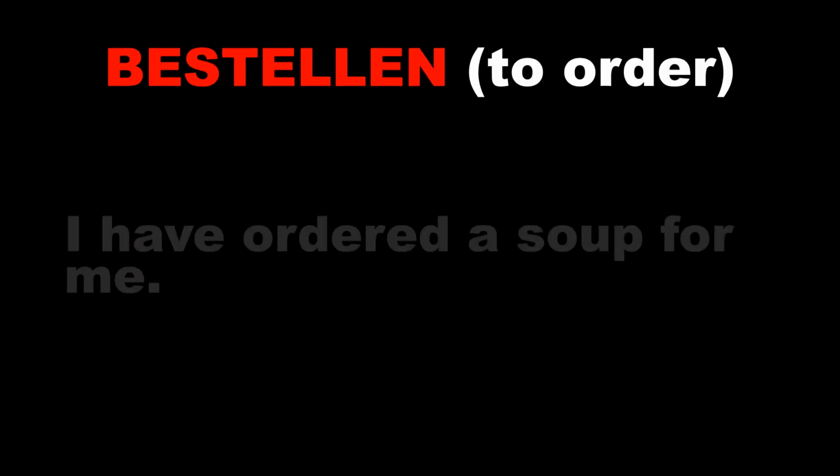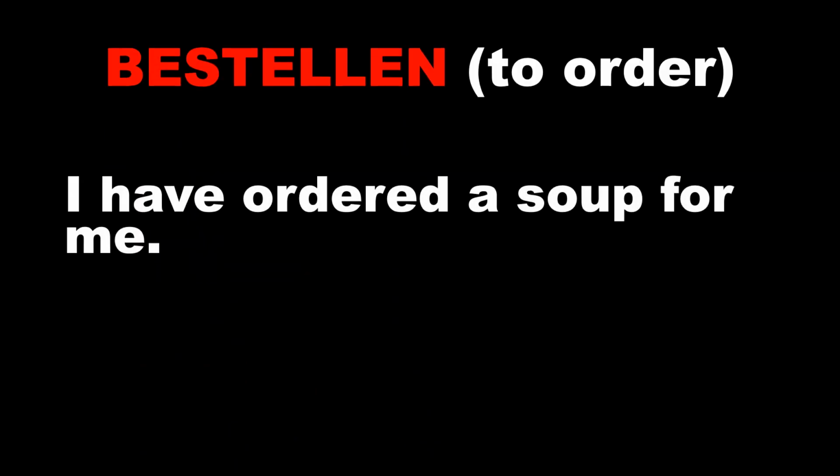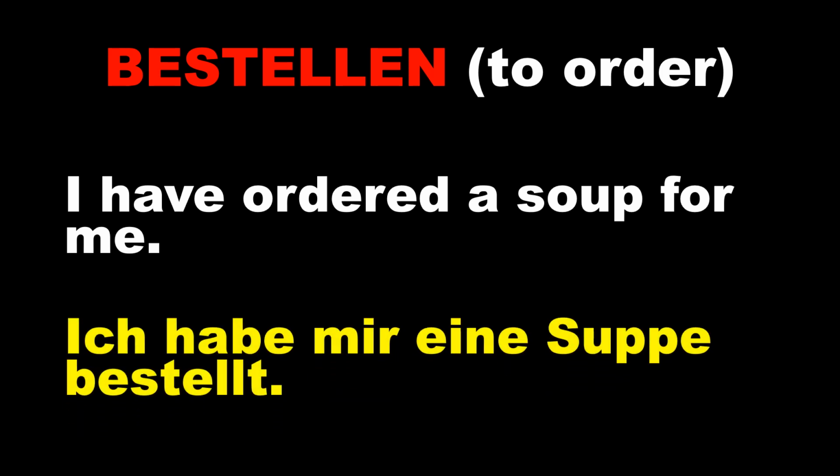Next verb is bestellen, to order. For example, I have ordered a soup for me. Ich habe mir eine Suppe bestellt. Here, the accusative object will be eine Suppe. And the verb is in participle two form because it's a perfect tense. Ich habe mir eine Suppe bestellt.